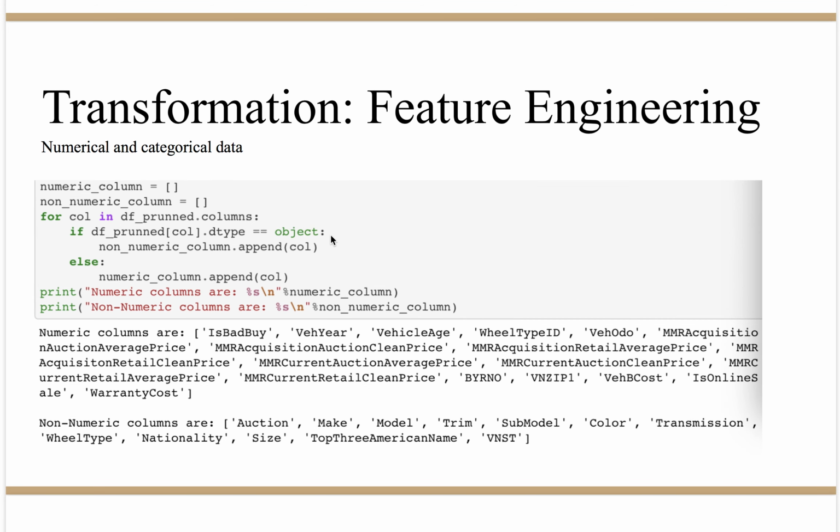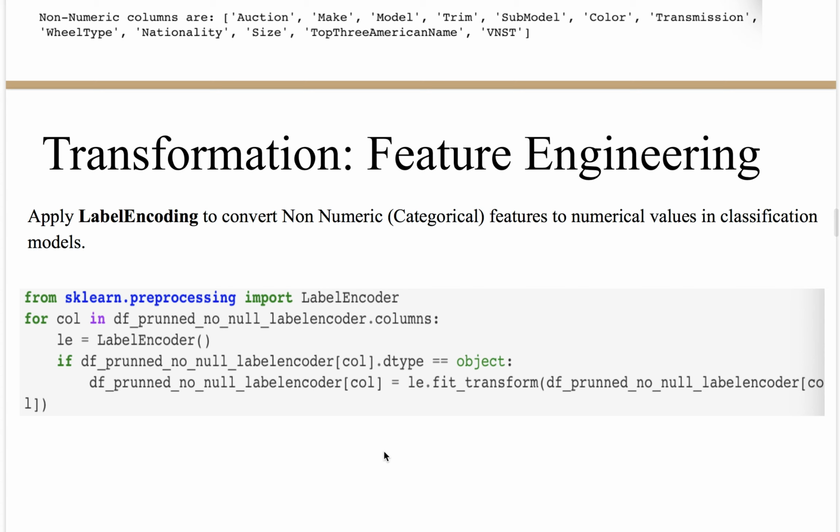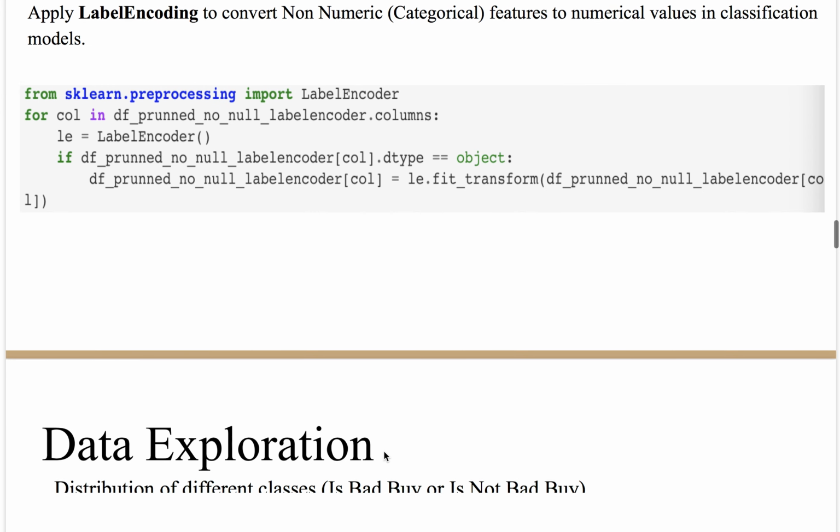So also, another important thing is to figure out which feature has numerical value and which feature has categorical or non-numerical value. You can see that these are the features that have numerical value, and these are the features that have categorical value. And we can apply a label encoding technique to convert all categorical features to numerical values, because if we don't convert them, we don't have any value for those specific categorical features, and we cannot do any classification or any other type of modeling.